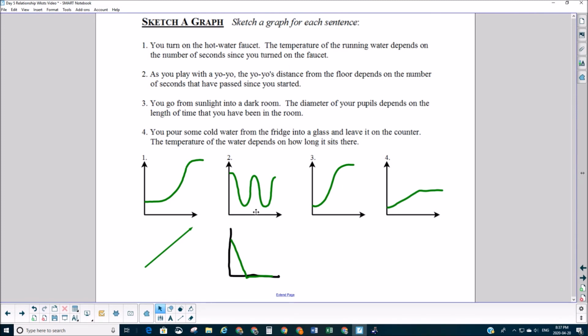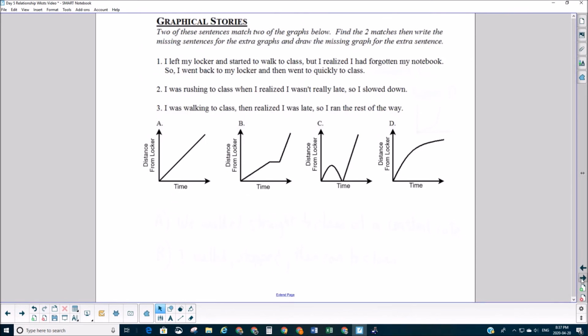Okay, so there's an idea of some of the sketches that you can do for these scenarios. And hopefully your sketches were similar to this. I'm not saying they have to be exactly the same. All right, let's go on to the last one. Graphical stories. So I explained what was going on there. Let's first look at the first scenario.